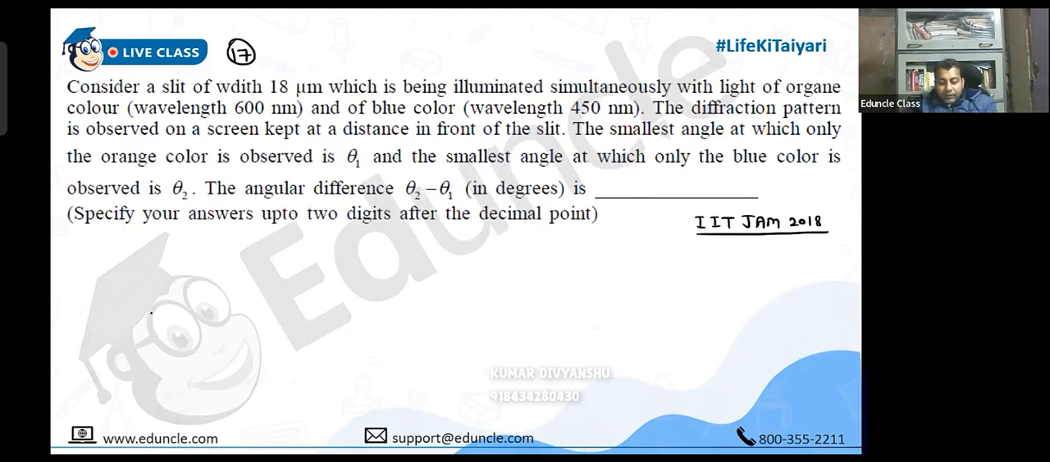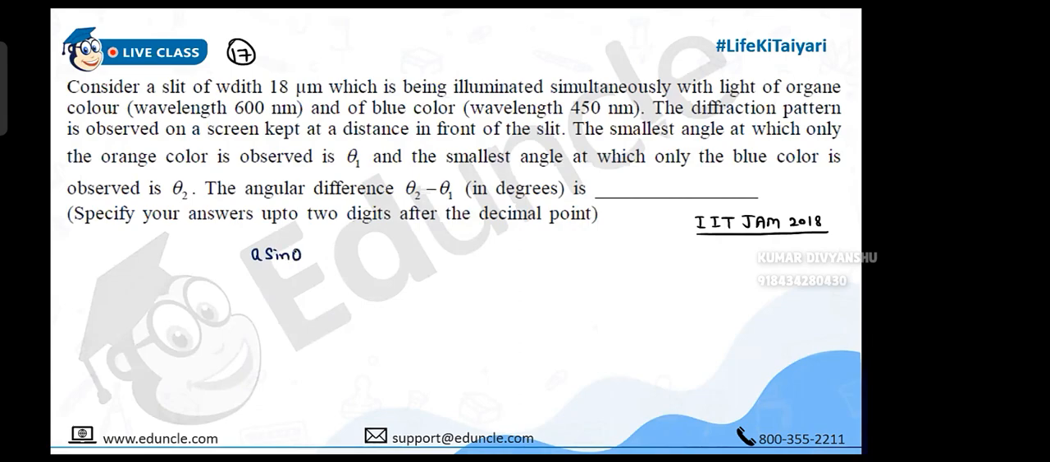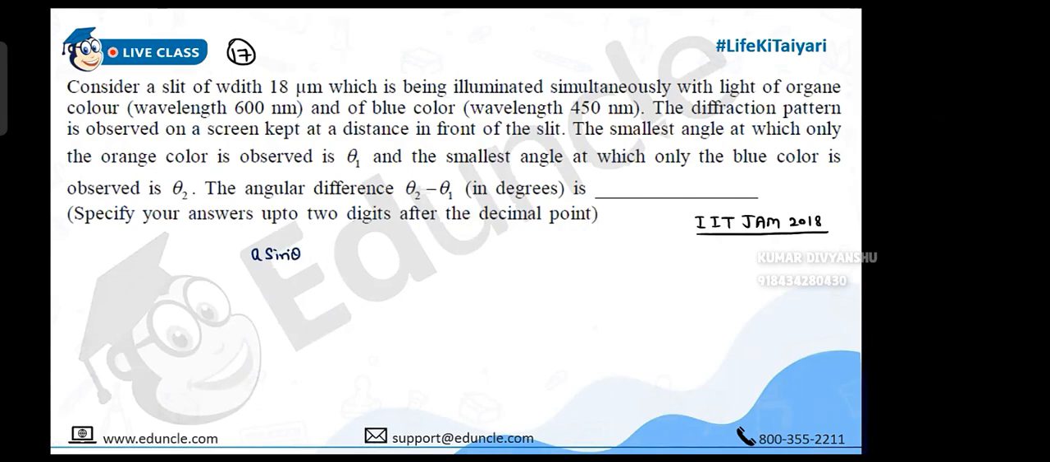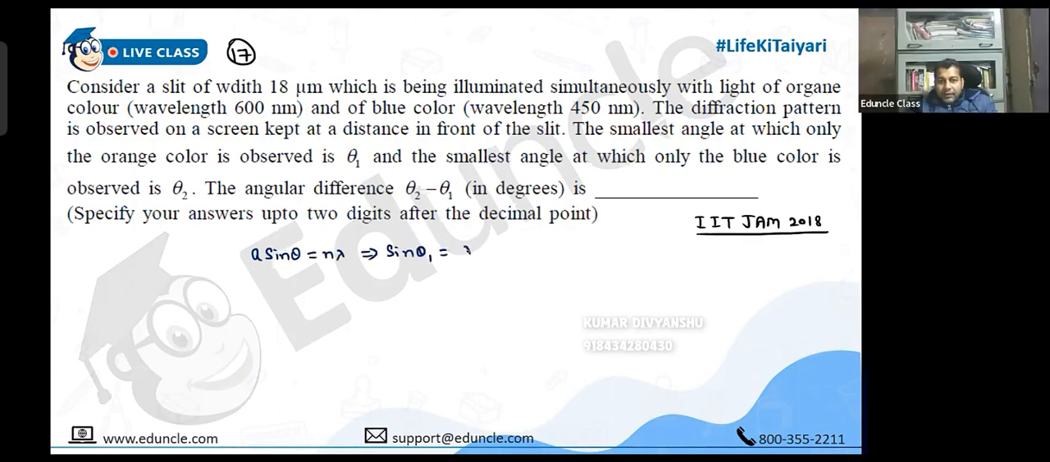I'm not going to solve it. I will only tell you the answer or the way. It is a bit lengthy. Actually, it is based on when you are observing only one color: it means the maxima of one color is falling on the minima of the other color. So sin theta 1 is lambda by a, and similarly for sin theta 2, because the colors are different, so lambda is different. A is the same, obviously.